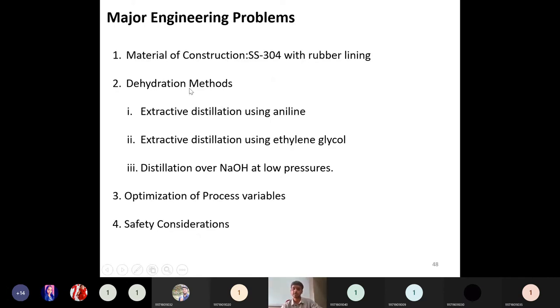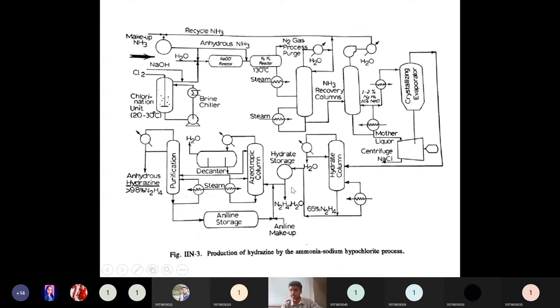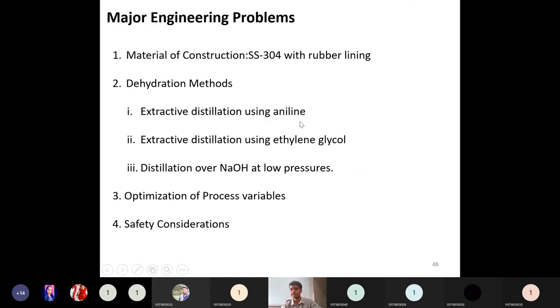Then the next one is the dehydration method. In dehydration, there are three methods. One is extractive distillation using aniline. The next is extractive distillation using ethylene glycol. The third is distillation over NaOH at low pressures, that is, subatmospheric pressure. Subatmospheric pressure is highly explosive, so we cannot go for this one. And for ethylene glycol, the recovery losses and heat requirement are very high, which adds to the operating cost. So we cannot go for this method. But the feasible method is the aniline method only.